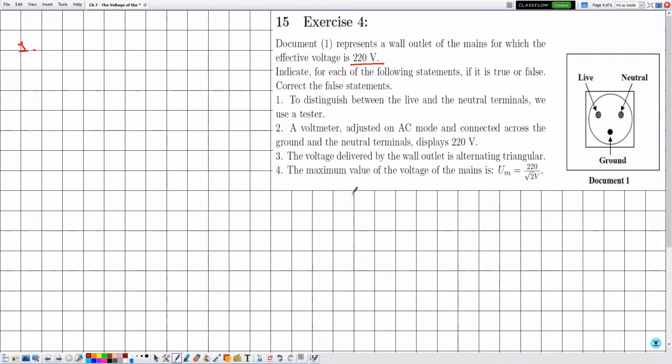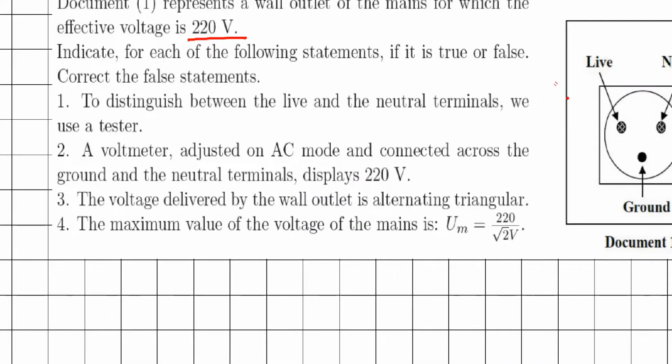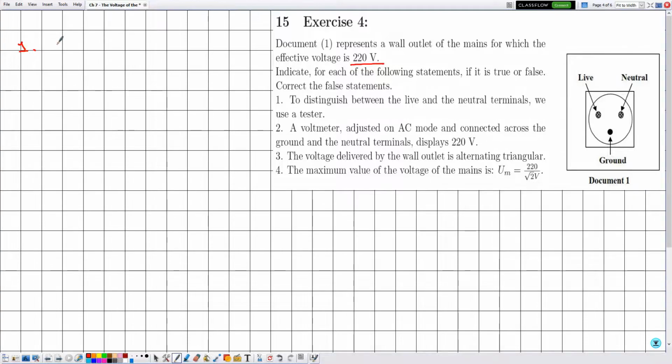Now let's start by number 1. They are telling us to distinguish between the live and the neutral terminals we use a tester, and this is true. So here no justification can be applied because the tester, or the screwdriver tester, or the live main indicator, is an instrument that is used to distinguish between the live and the neutral terminals. So the first statement is true.